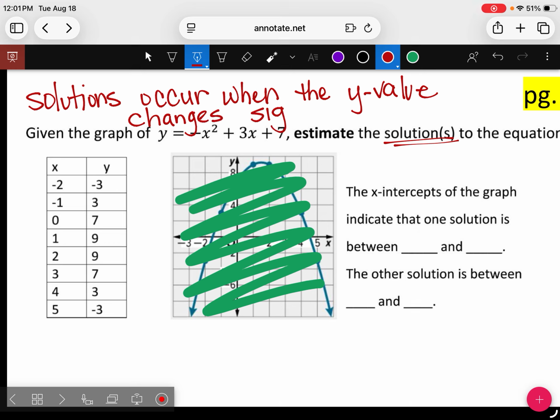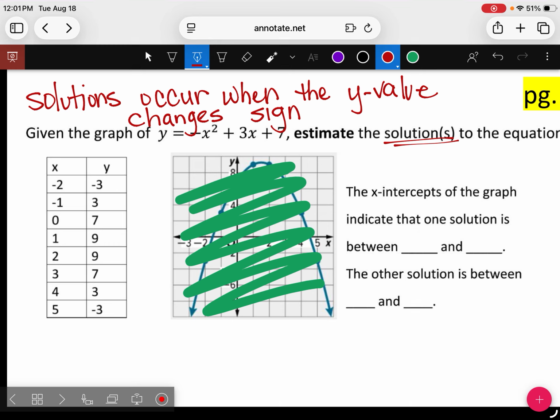And when I say changes sign, I'm saying when it changes from a positive to a negative. So go ahead and copy that down and then we'll talk about it. So everything we've done to this point has had a solution that was a whole number. But these are questions where the solution is a decimal. It's not a whole number.